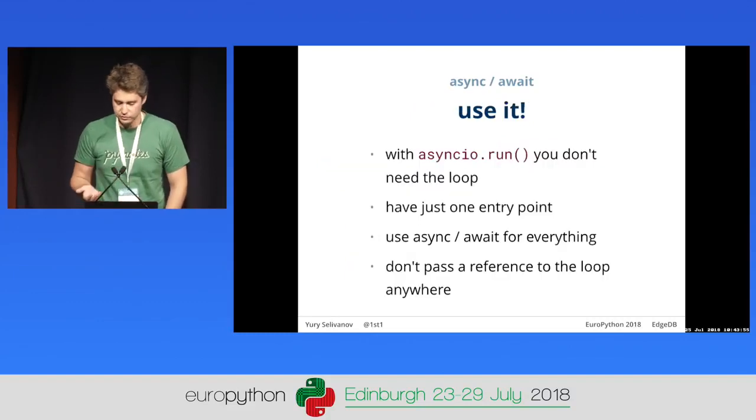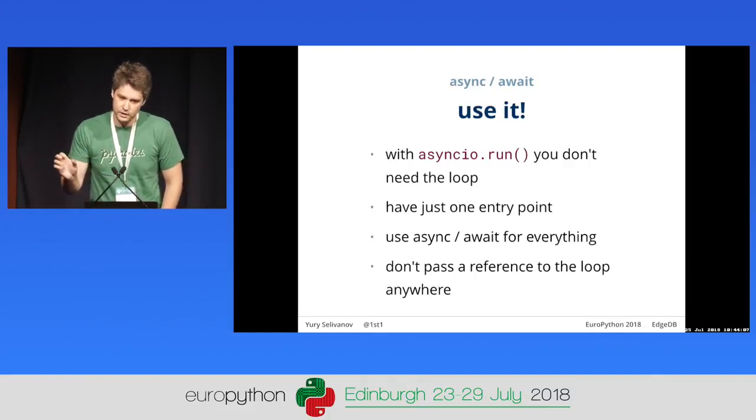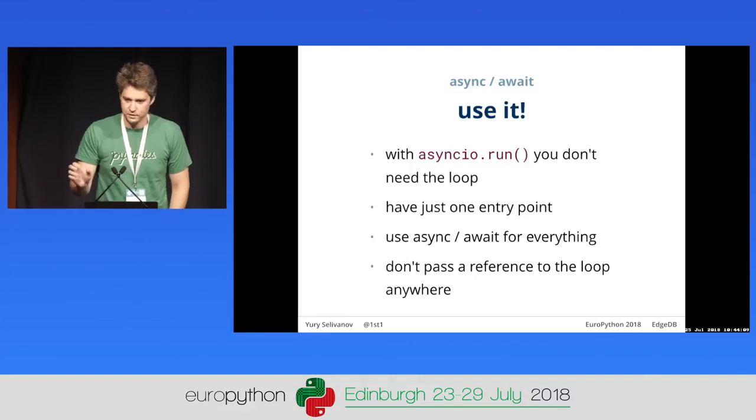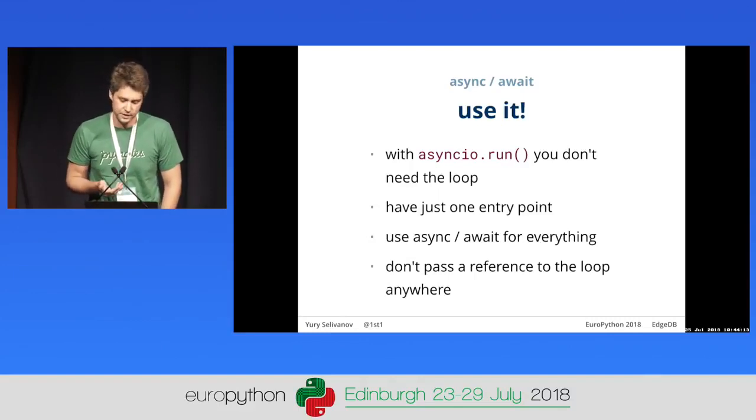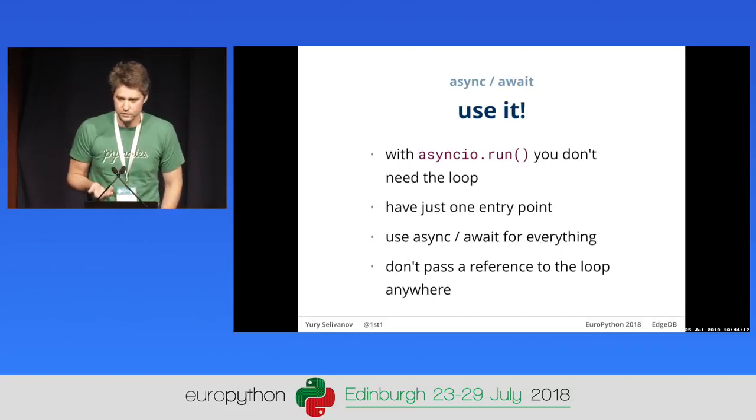So just use it. Ideally, your async await program should have just one coroutine in which you initialize your program, and you run that coroutine with asyncio.run. Just don't use the loop.run_until_complete and run_forever methods. They are no longer necessary, basically. And try to use async await for everything.